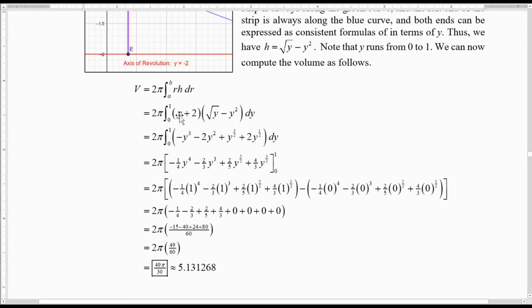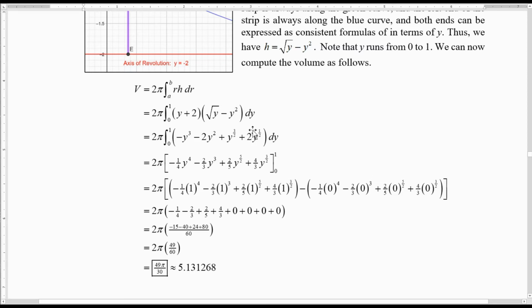So I just use FOIL here. First times first, that's y times the square root of y. That's y times y to the 1/2 is y to the 3/2. I put it right here. Let's see, the outer product is y times negative y squared. I put that in the front, negative y cubed. The inner product is 2 square root of y, or 2 times y to the 1/2. I put that on the end. And then the last times last, 2 times negative y squared goes right here. And I put those in decreasing order of the powers, although it doesn't really matter what order you put them in.